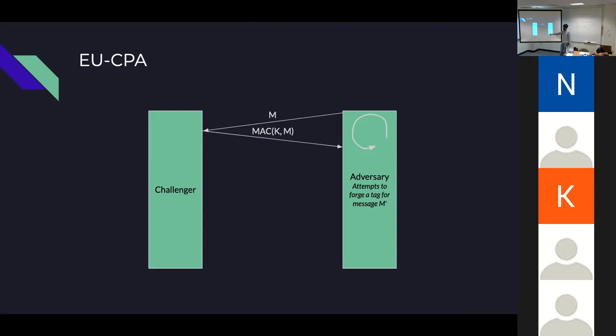hasn't been requested. And I think unlike in CPA, this game is fairly intuitive, because if the adversary can generate a valid tag for a message without the key, then they've broken the integrity. So this one's fairly intuitive.